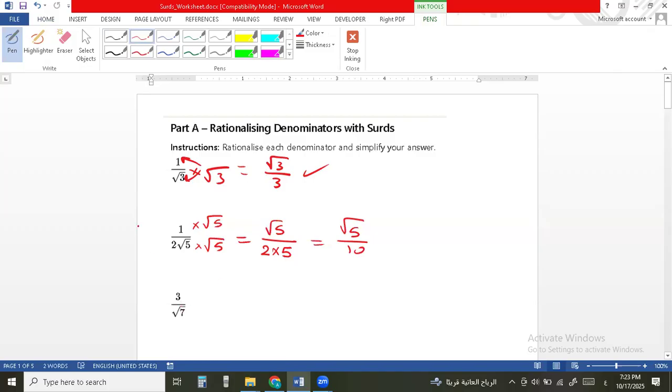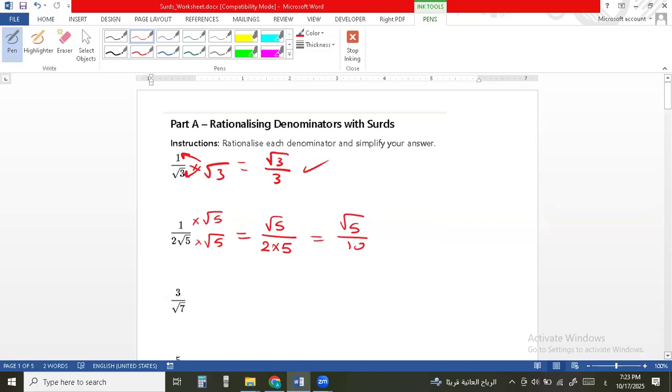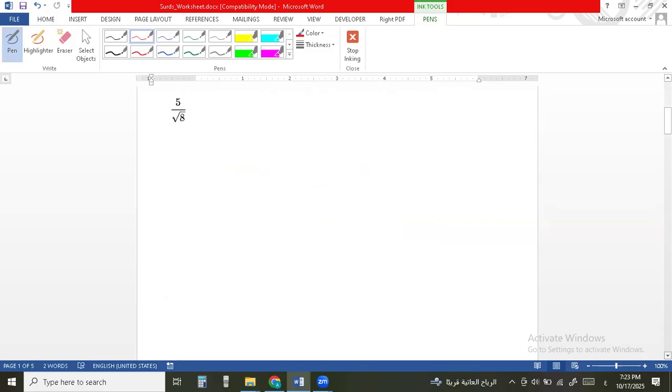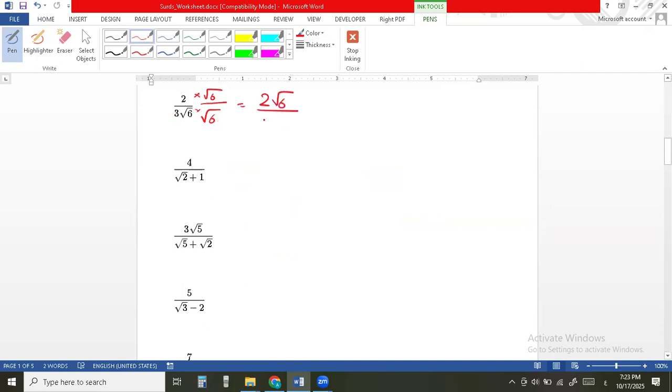The next one is just the same as the first question. Let's try to look for different levels here. Okay, I want to practice one more of the last level that we've just done. Here, I'm going to just multiply up and down by root of 6. Up and down. So it is going to be 2 root of 6 over here, 3 stays the same. Root of 6 times root of 6 is just 6. So the answer is what? 2 root of 6 over 18.